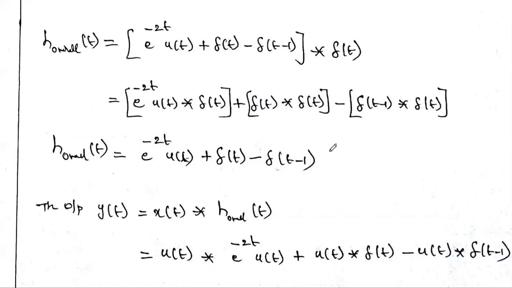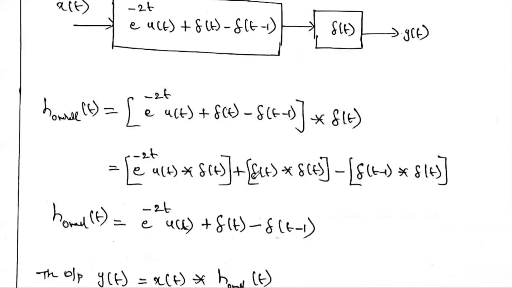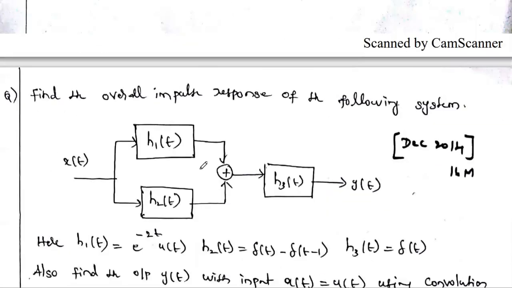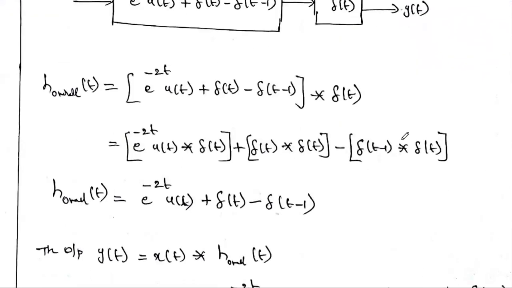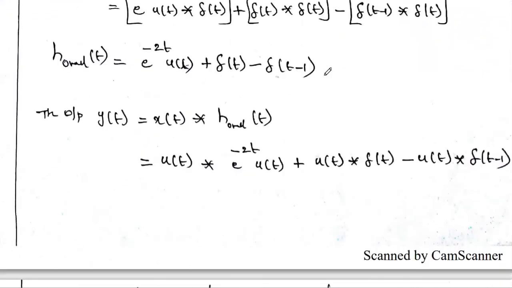So this is said to be the overall impulse response of the system. So we calculated the overall impulse response, and in the question they are asking one more thing: find the output y of t for this entire system when input x of t equals u of t. If a unit step signal is given as the input, what is the output we have to find out?